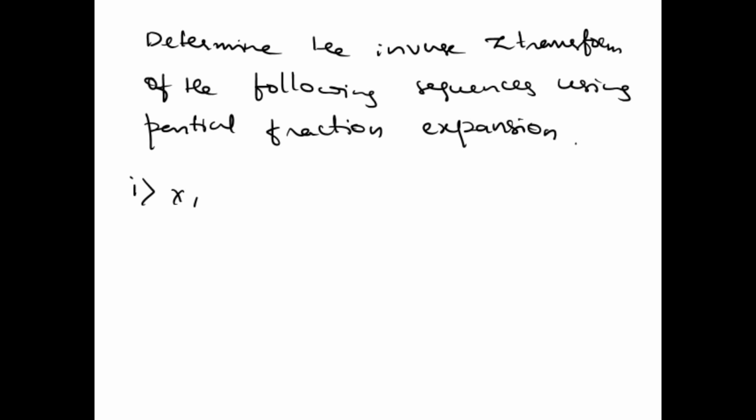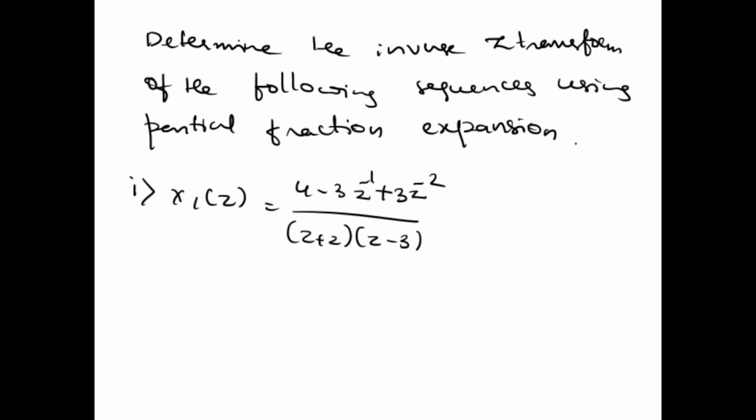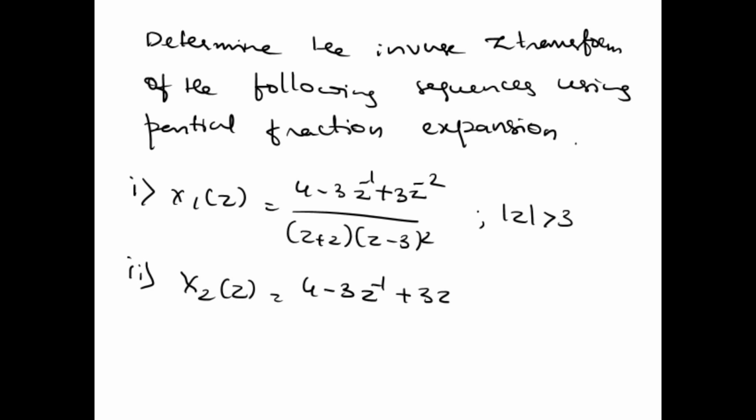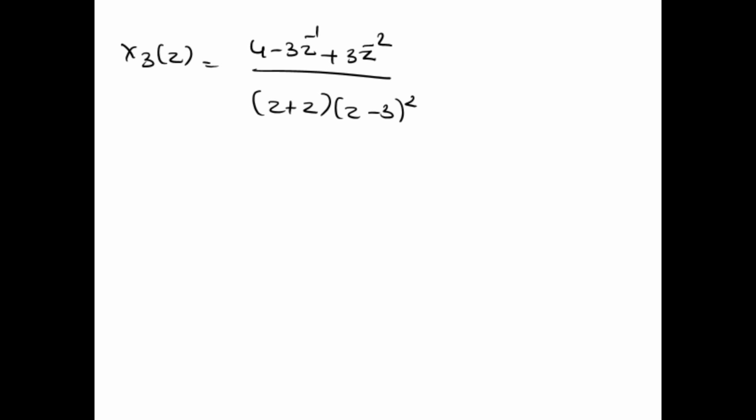First one, x1 of z is equal to 4 minus 3z inverse plus 3z to the power minus 2 divided by z plus 2 into z minus 3 whole square with ROC is greater than 3. Second one, x2 of z is equal to 4 minus 3z inverse plus 3z to the power minus 2 divided by z plus 2 into z minus 3 whole square with ROC is given less than 2. Third one, x3 of z is equal to 4 minus 3z inverse plus 3z to the power minus 2 divided by z plus 2 into z minus 3 whole square with mod z between 2 and 3.